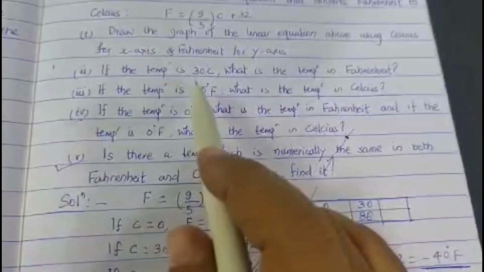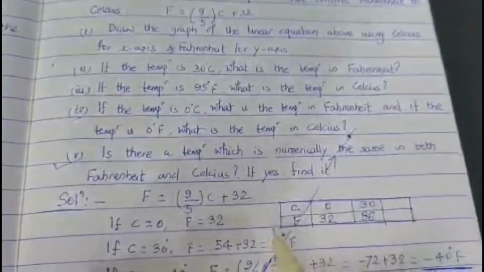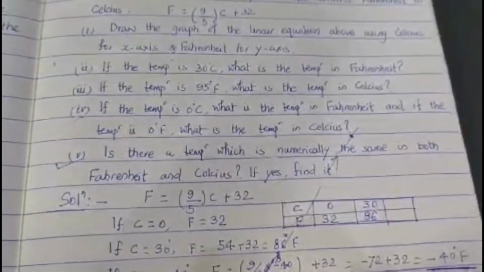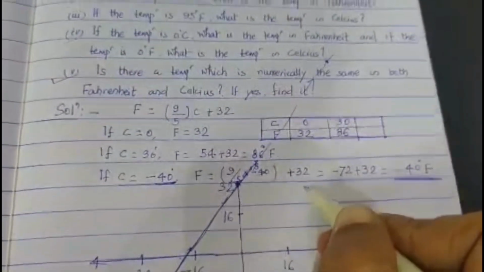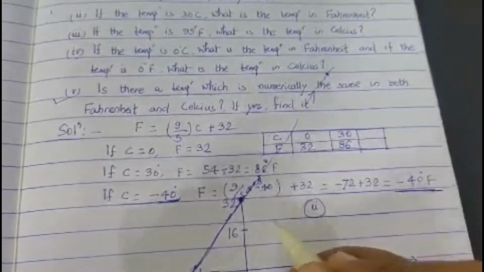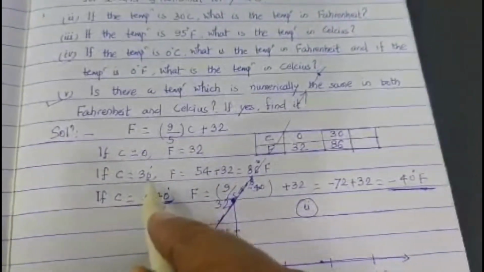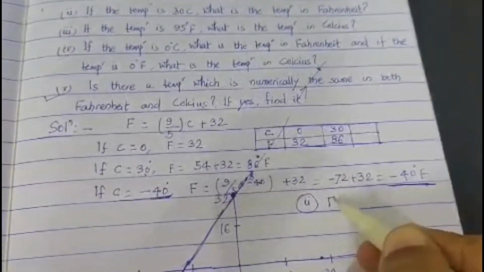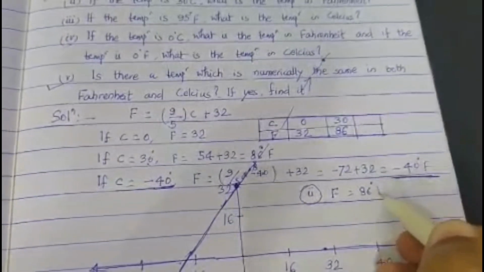Now if the temperature is 30 degrees C, what is the temperature in Fahrenheit, which we have seen? Let us suppose this is answer 2. If it is 30, the temperature in Fahrenheit will be F equal to 86 degrees Fahrenheit. Okay.